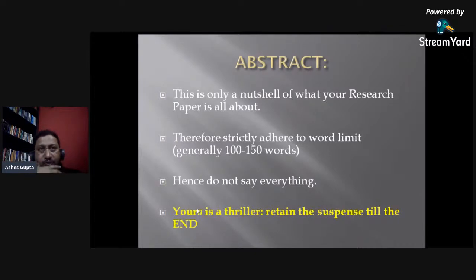And to give an example for you to understand, abstract is analogous to the poster of a thriller. Now, the poster of a thriller, the curtain raiser, the trailer of a thriller will not give you the entire thriller. Your research paper is like a thriller. Retain the suspense till the end. Your abstract, your title, should not spell out what is there in the paper. It can only give a hint.